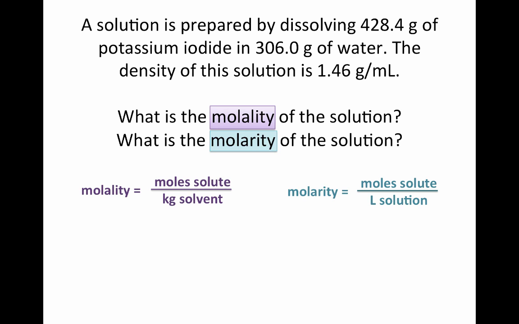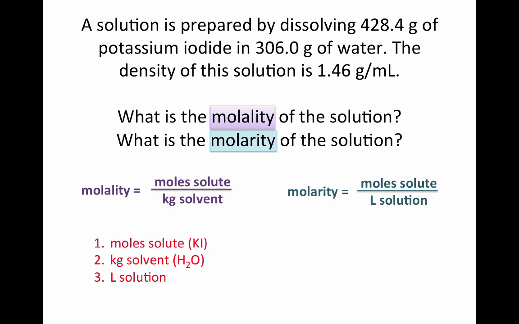Now, very important, if you look at these two quantities, you'll see that although they both involve the number of moles of solute, you're dividing by two different things. In molality, you're dividing by a mass, and it is only the mass of the solvent, not the mass of the whole solution. With molarity, you're dividing by the volume in liters of the whole solution, not just the solvent, but the whole solution.